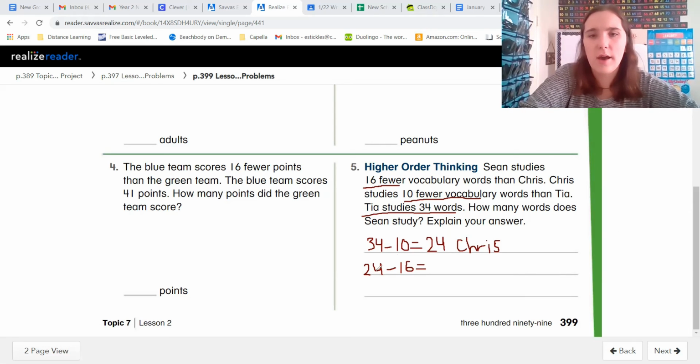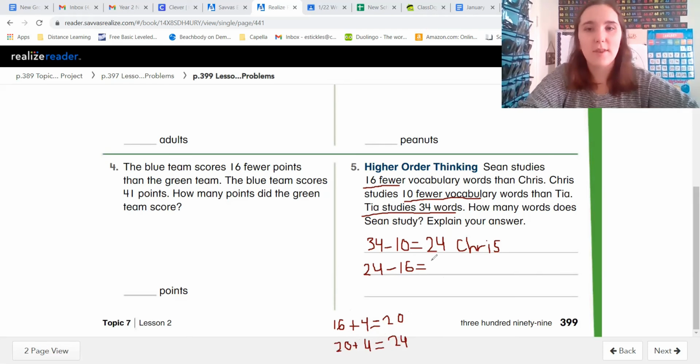Now, I can't solve this problem right off the top of my head by writing it out like this. So I'm actually going to start at 16, and I'm going to add up until I get to 24. So let's see, I know 16 plus 4 equals 20. And I know that 20 plus 4 more would equal 24. So now I just need to figure out how many I added on to go from 16 to 24. I did 4 and 4, so that would be 8. So 24 minus 16 equals 8. That means Sean studied 8 vocab words.